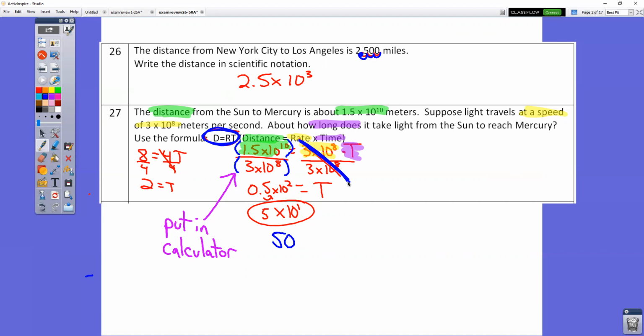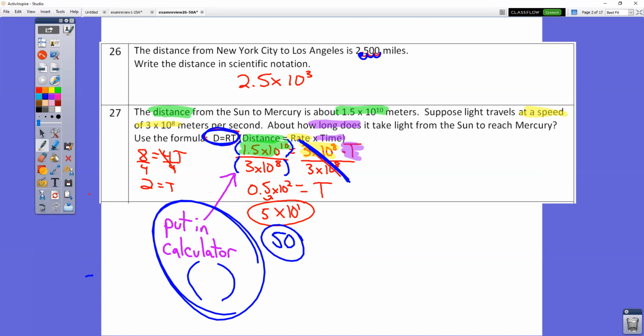When you go to type this into the calculator, when you're dividing in scientific notation, you have to put in parentheses into the calculator. If you don't, you'll get the wrong answer every time. So parentheses 1.5 times 10 to the 10th divided by parentheses 3 times 10 to the 8th. You end up with 5 times 10 to the 1st or 50. All right, either one of those two answers.